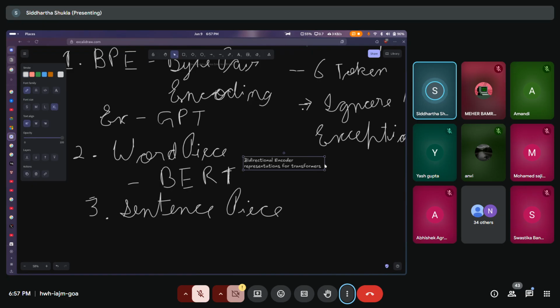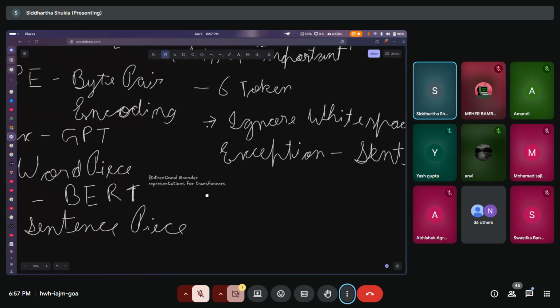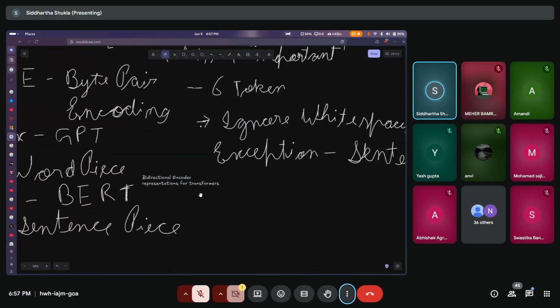This is not just a model, it's a type of architecture. BERT is a type of architecture developed by Google, and that's all you need to know about BERT. So yeah, BERT stands for bidirectional encoder representations for transformers.